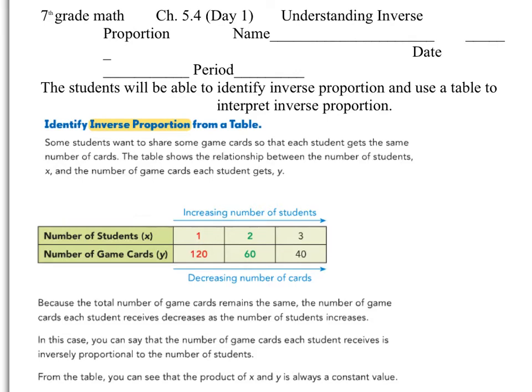Some students want to share game cards so that each student gets the same number of cards. The table shows the relationship between the number of students, X, and the number of cards each student gets, Y. As the number of students increases, 1, 2, 3, the number of game cards decreases because you have less and less. Because the total number of game cards remains the same, the number of game cards each student receives decreases as the number of students increases. Because the more people you have, the fewer cards they're going to get.